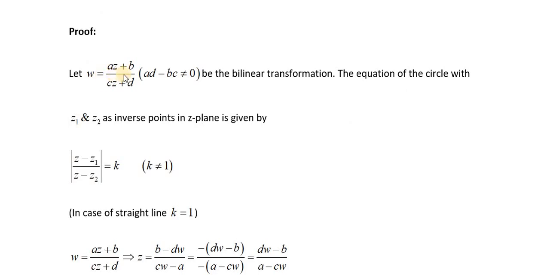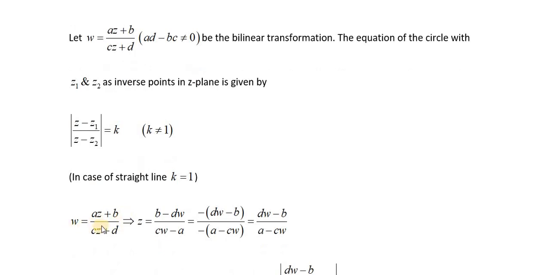Let W equal to AZ plus B by CZ plus D. Here AD minus BC not equal to 0, be the bilinear transformation. The equation of the circle with Z1 and Z2 as inverse points in the Z plane is given by this one, which we already proved: modulus of Z minus Z1 by Z minus Z2 equal to K. Here K is not equal to 1. If K equal to 1, then we are going to get circles to straight line. If K not equal to 1, we are going to get circles to circles.